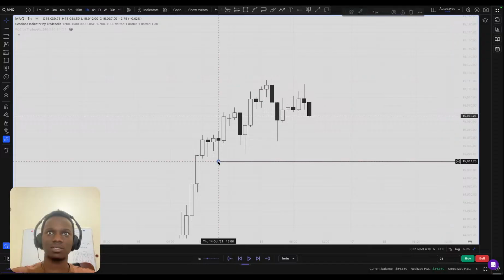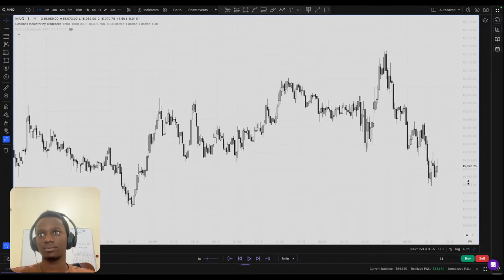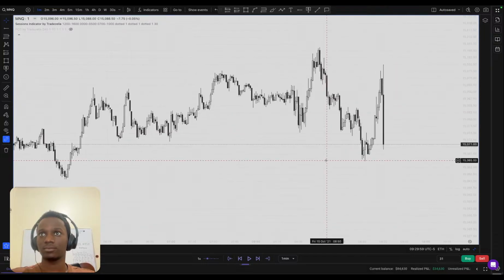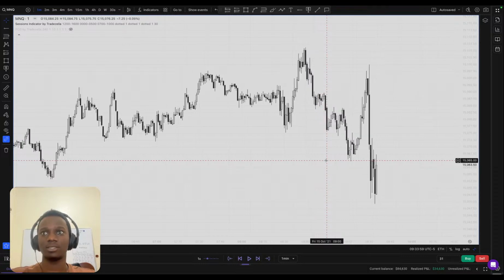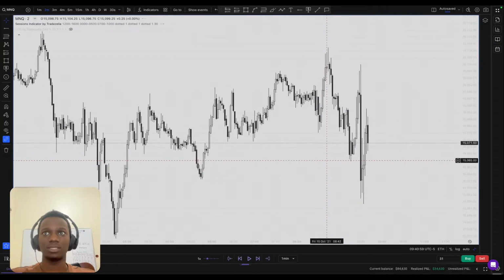We have this, and let's just wait and see. Okay, that's a very crazy open. If this thing here reverses, then we'll be taking longs.